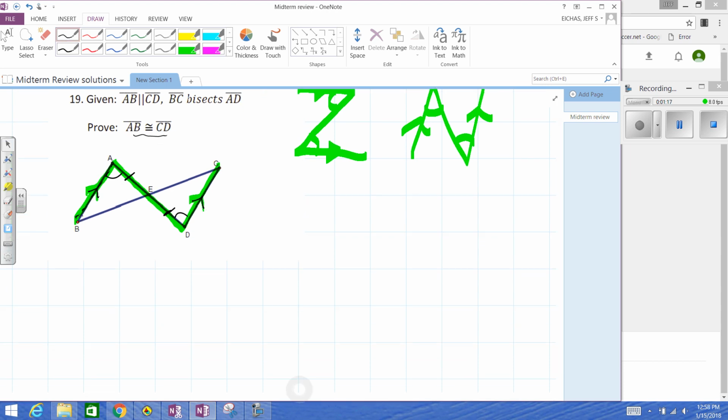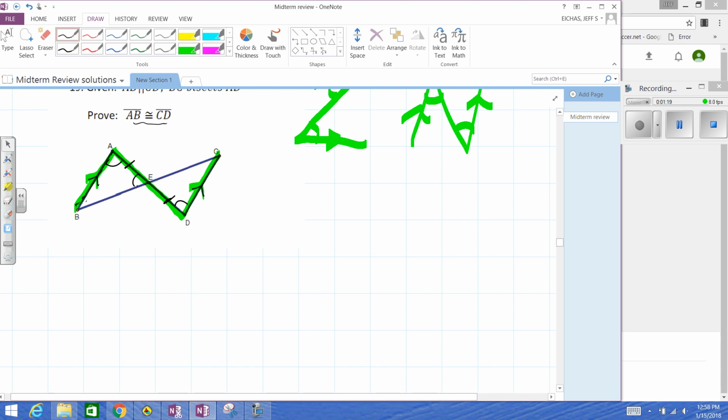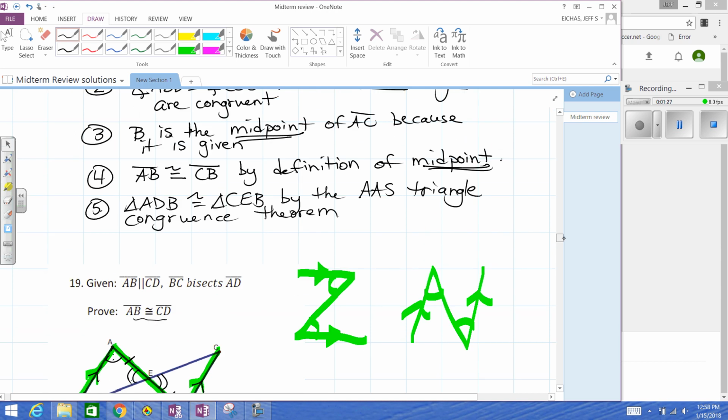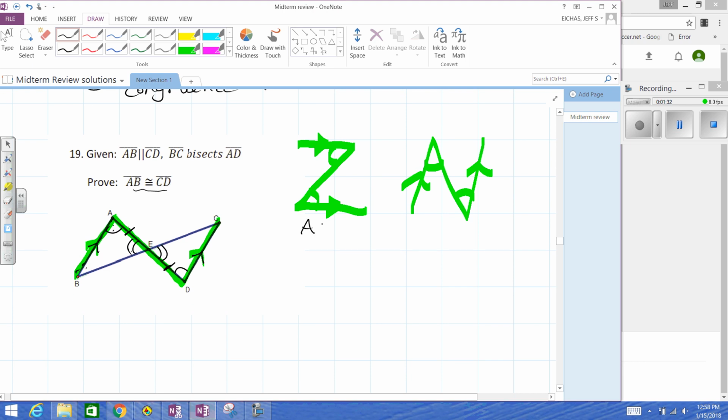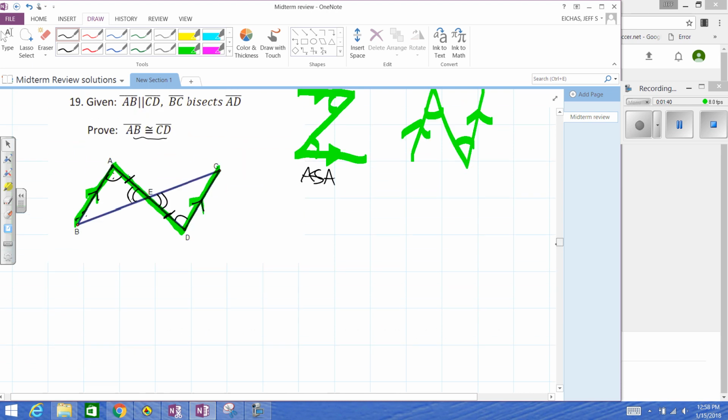There is another pair that would work. We could get those, but I'm going to go with vertical angles just to use that. So for me, I'm going to complete an angle side angle proof. All right, so here goes. If I'm going to complete an angle side angle proof, I want a pair of angles first. Doesn't matter what we start with. Let's start with the vertical angles.